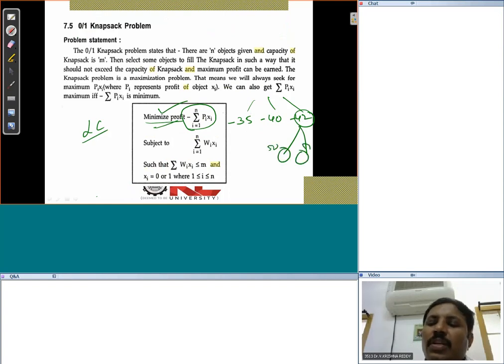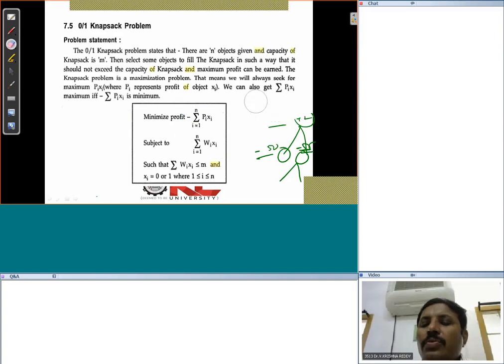Suppose it is 50, it is 55. After the next step, again out of these four values, what is the least value? 55. But the original value 55 is the largest value compared to the four values. To justify this condition, we are modifying this. This is the only small observation we have to make, and you have to justify why you are using the minus value in the knapsack problem.